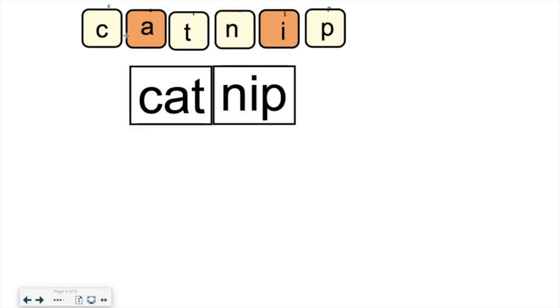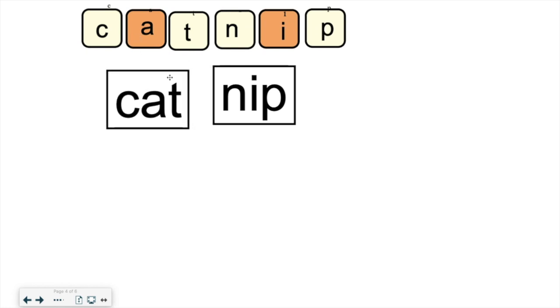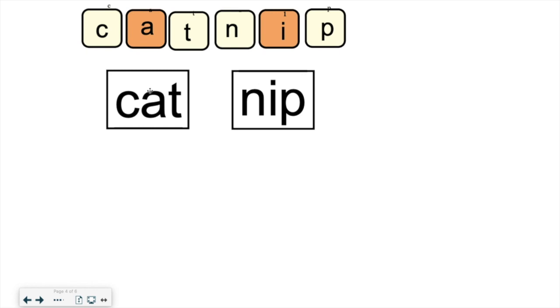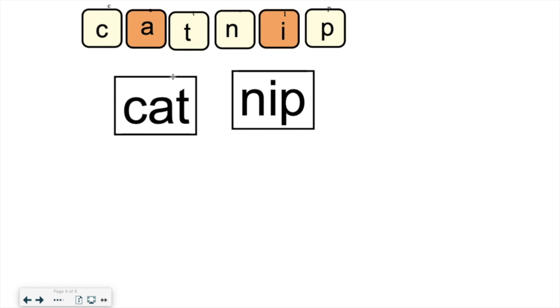So here are the sound tiles again. But what I've done is I've found a way to separate them into two syllables. So we have this first part, which you probably have already read at this point. This first part says k, at, cat. And now the second part that has that second syllable says ip, nip. So we have cat, nip.